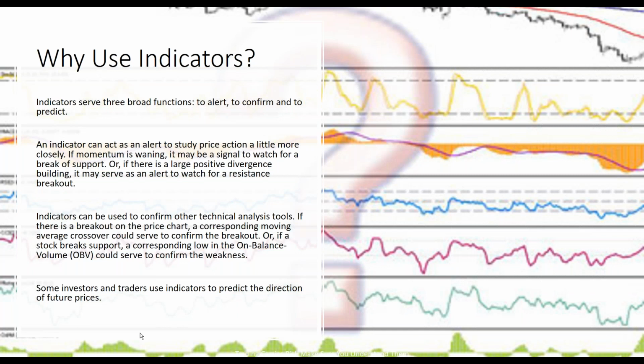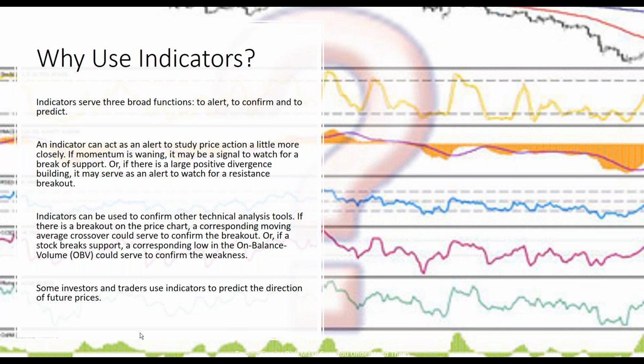But why do we use indicators? Indicators serve three broad functions: to alert, to confirm, and to predict. An indicator can act as an alert to study price action a little more closely. So what's it telling you? Go back and read your candles. Go back and look at the price movement.